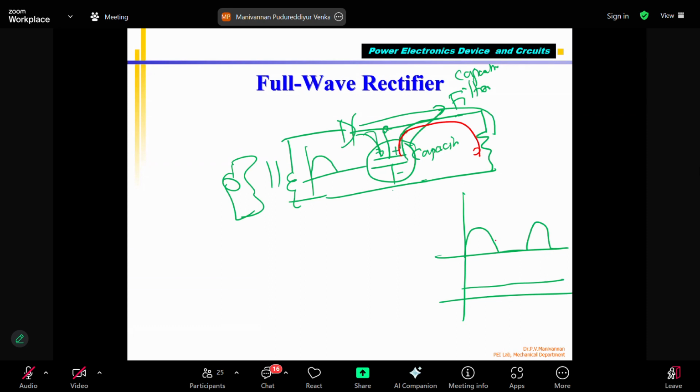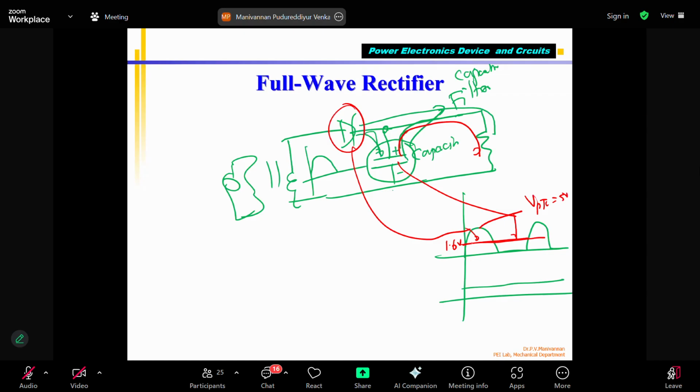Correct? During this period, the capacitor is going to supply this voltage. During this time, the diode will supply. Okay, so I will get a VDC, which is 1.6 volts if my V peak is 5 volts. Already we saw. So this is called a filtering circuit.